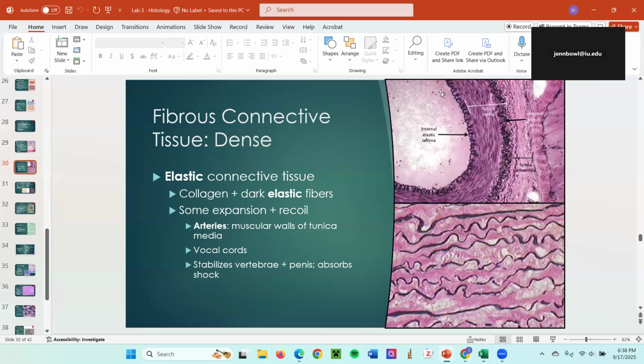So in this case, we're still dealing with a really pretty big artery, but you can see that the elastic connective tissue is a darker stain, and we can see a lot more of that darker elastic tissue on this slide. So I'll try to find an example where it's a little more obvious, but in any case, you'll want to look for these really squiggly elastic fibers to identify this as elastic connective tissue.